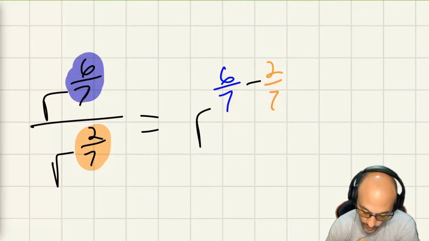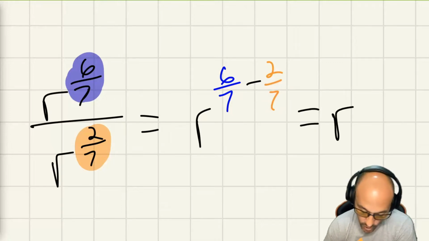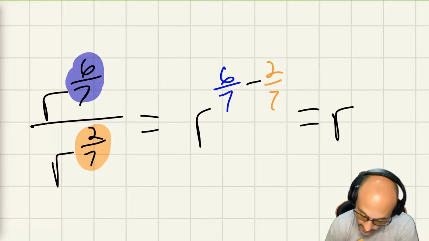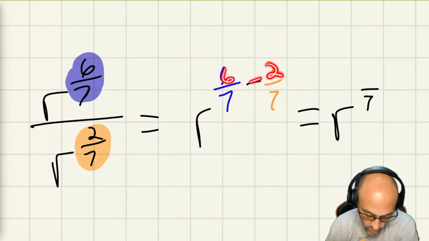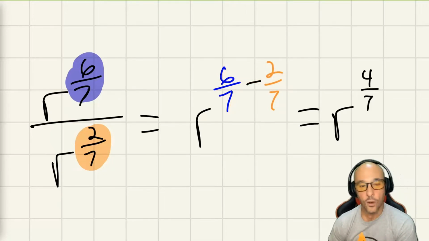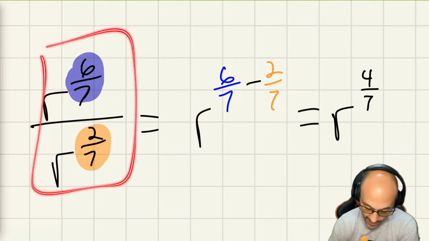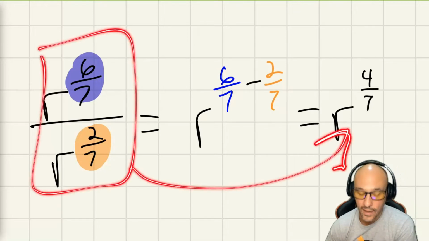That means we can just do r to the power of a fraction with a 7 in the denominator, because they're the same. Then we do 6 minus 2, which we can just rewrite as 4. So this is equal to r to the 4/7 power.